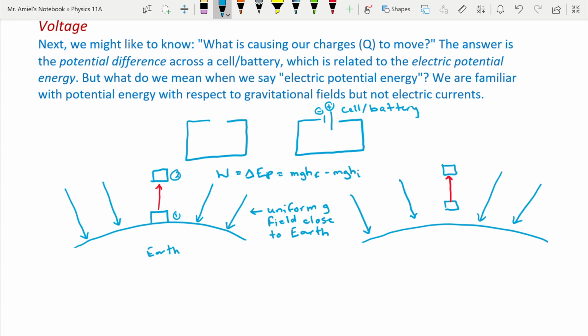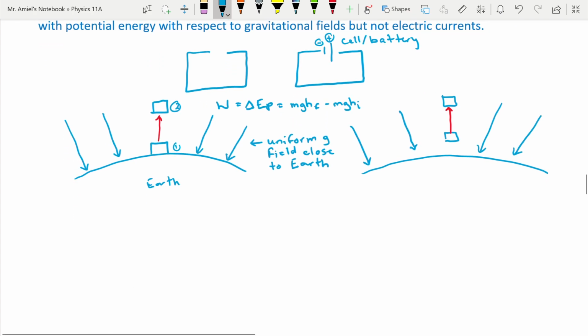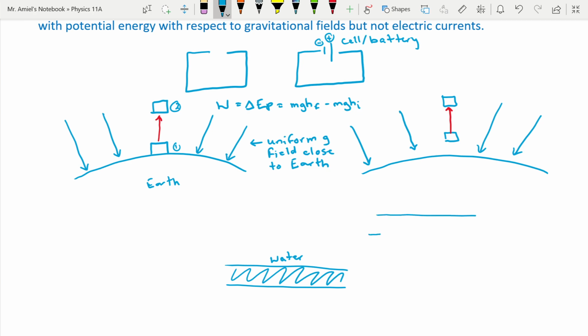Okay, and so we can see if we look at something like a body of water. So let's have a completely level body of water. This water isn't going to move if it is completely level. It's got no reason to move in one direction or the other. However, as soon as you introduce a change in height, now you've set up the conditions for the water to flow, right? So now the water is going to flow.